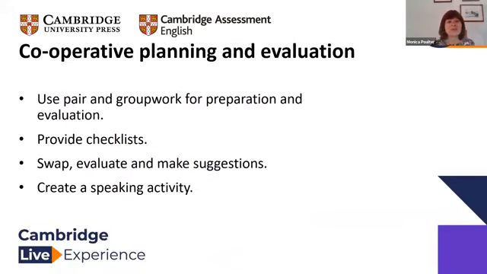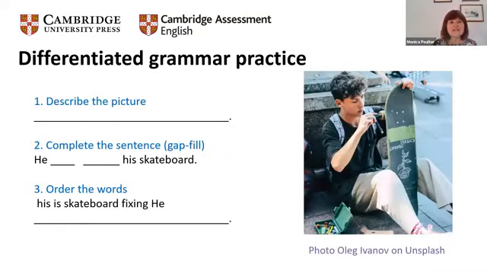Okay, so just to sum up that, use pair and group work for preparation and evaluation, provide checklists, swap, evaluate and make suggestions, and then create a speaking activity. I mentioned at the beginning that some writing activities are simply writing in response to a grammar exercise or a reading comprehension task. You can differentiate here. So in this example, you've got a boy who's fixing his skateboard. You could have some learners simply describe the picture, what he's doing. Another group of learners could do a gap fill exercise, so completing the gap. And a third group could simply reorder the words.